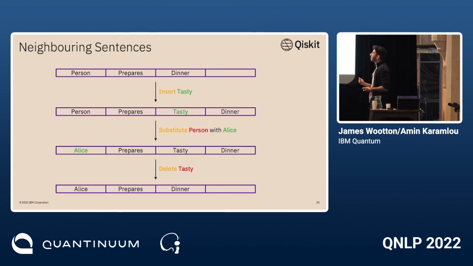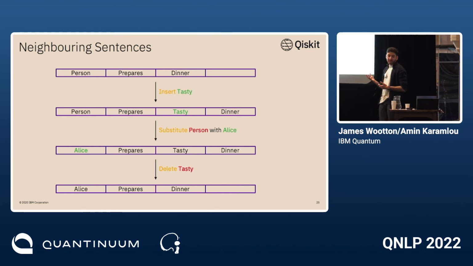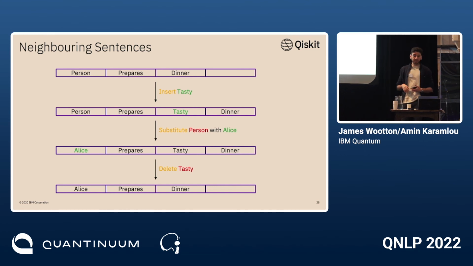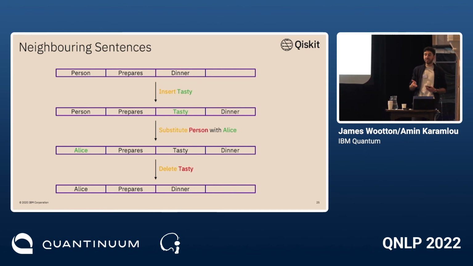So before I go over the example, I just want to tell you what a neighboring sentence is, because this is something that's used in simulated annealing. The idea of a neighboring sentence is essentially that you need a way of navigating your search space. So given a sentence, I want to go to a sentence that's somehow close to it within my search space. And I can do this by performing one of three possible operations. This is essentially a generalization of Levenshtein distances to sentences, for those of you that know what that is.